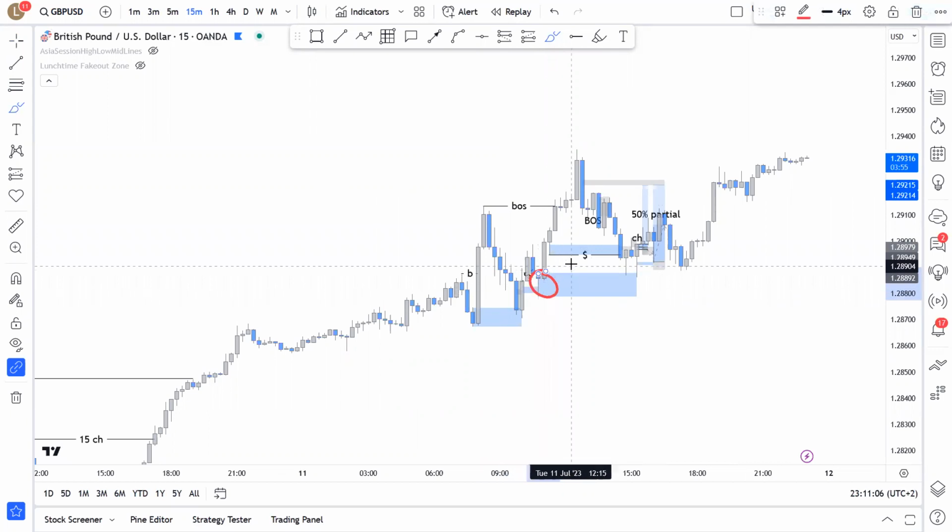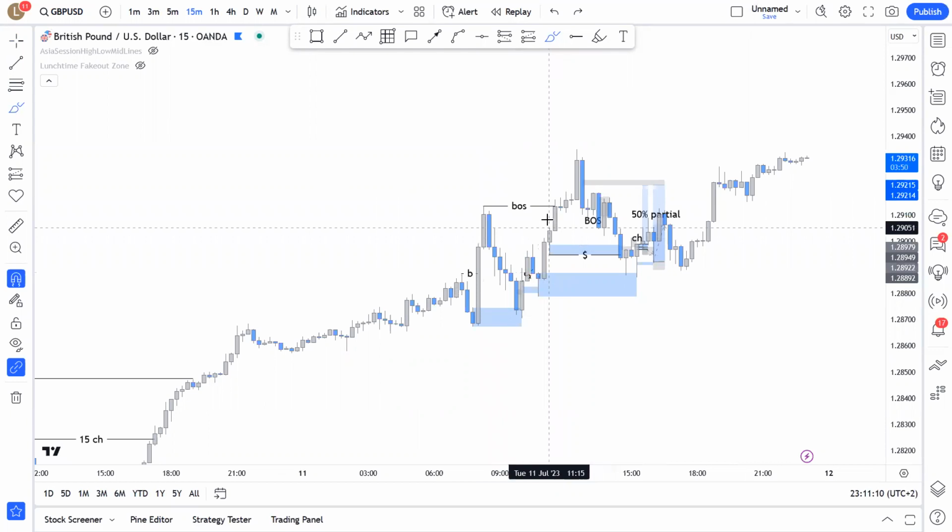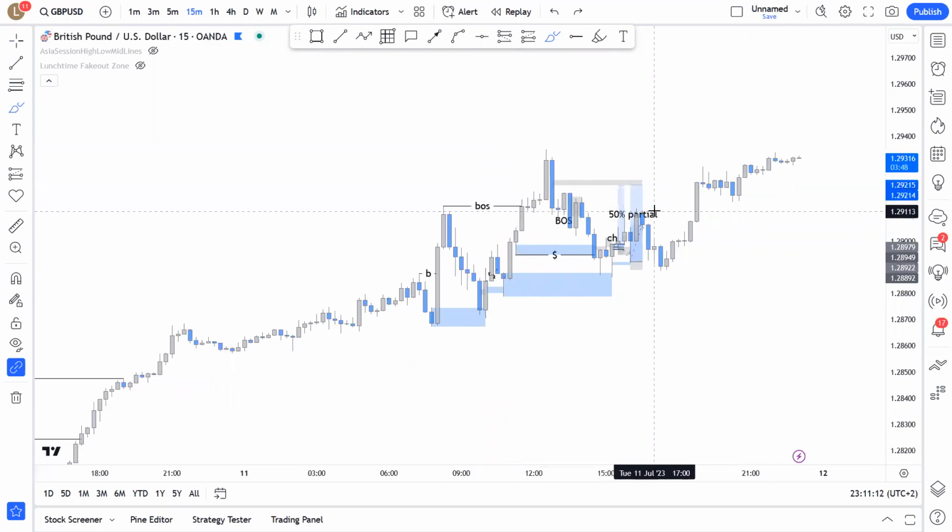This 5-minute demand is the one that caused the direct break of the structural high point here, because the other one is the extreme. So we marked out these two areas and expected a reaction on them. If one of them gave us a reaction, we could execute a setup there.